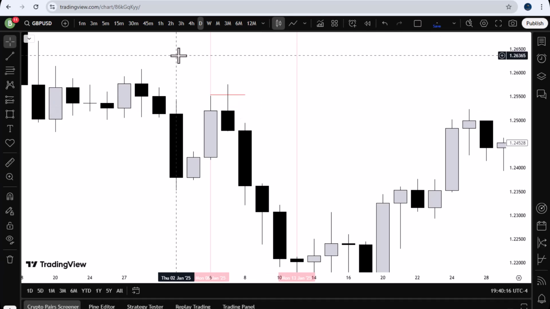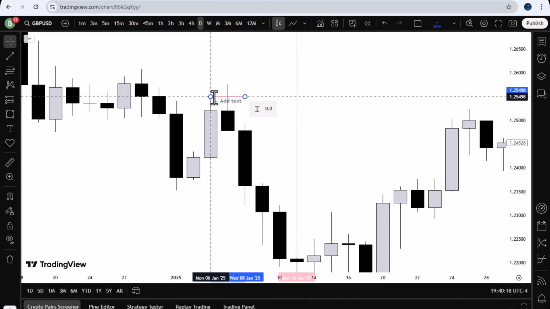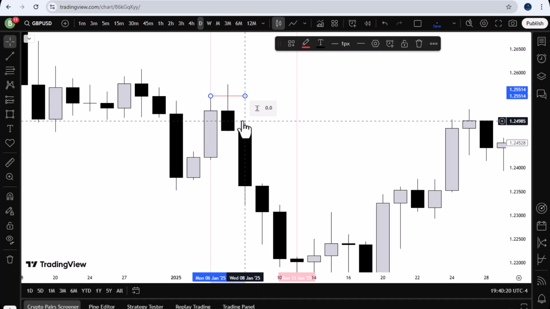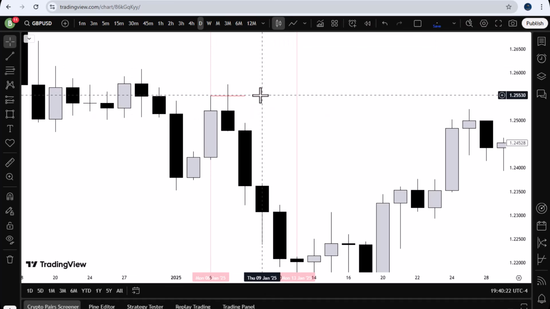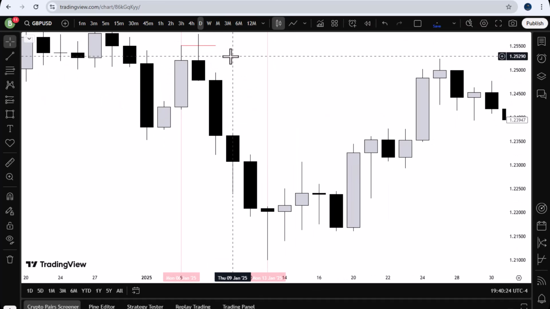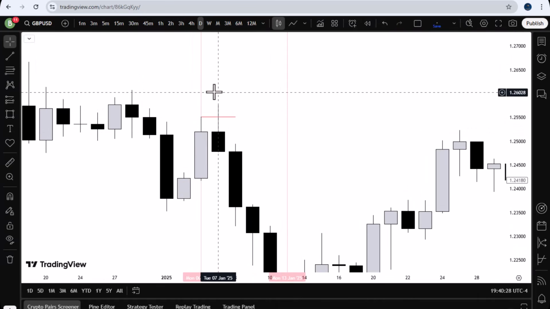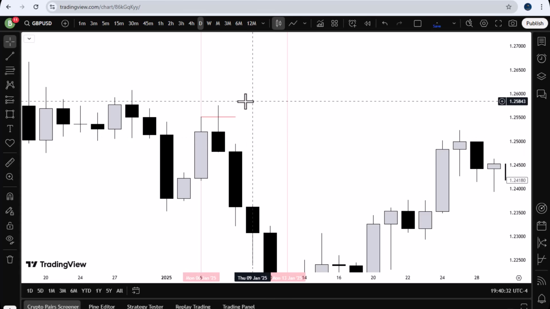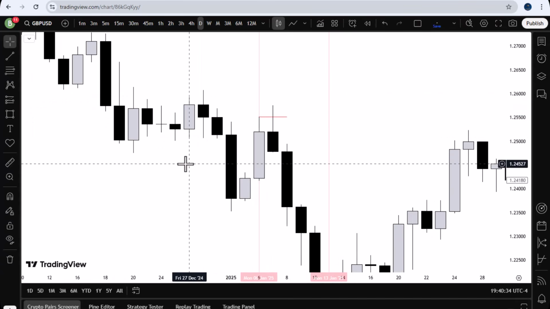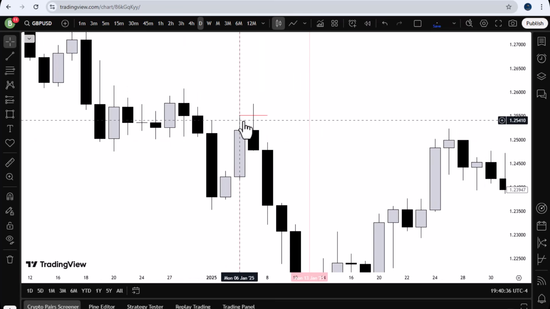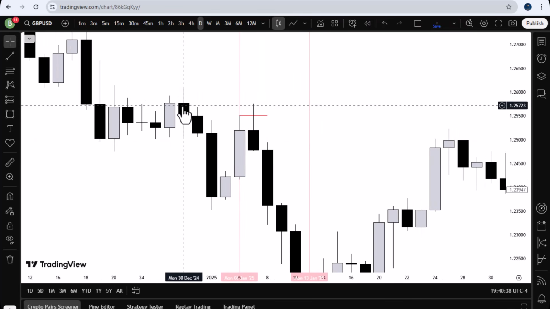After marking the high, remember the next step. I repeat one more time, the next step is to do what? Is to switch to 1 hour time frame.